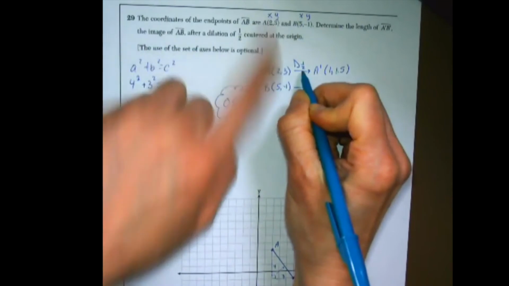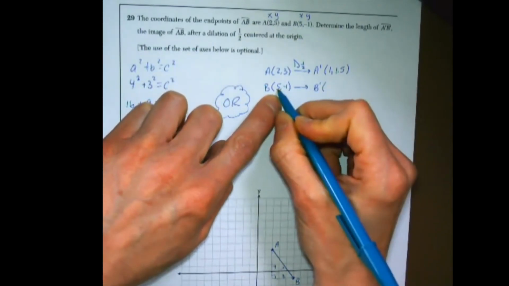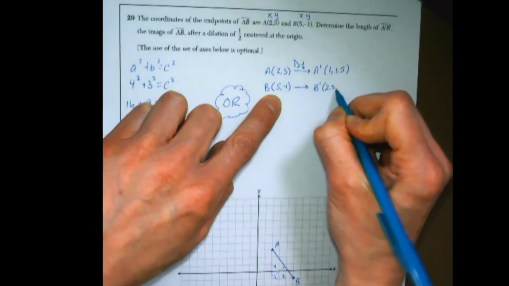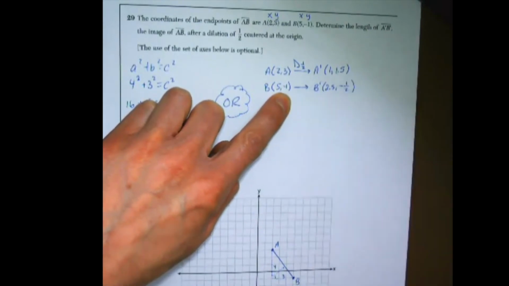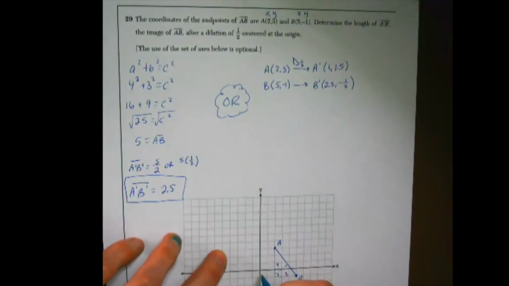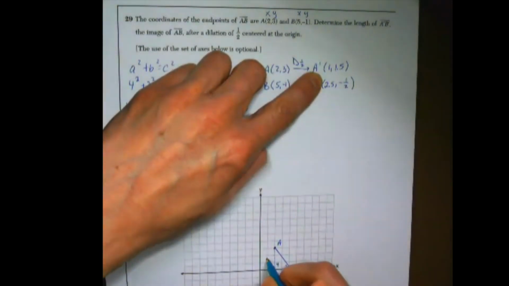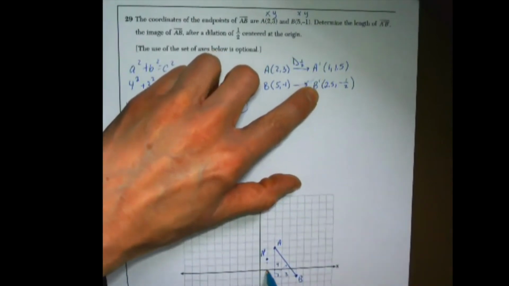We're going to also multiply both numbers by a half. Then B prime would end up at half of 5, which is 2.5, and half of negative 1 is negative a half. So what we can do this time is plot these points. Point A is at over 1, up 1.5. That's going to be A prime. And B prime is going to be at 1, 2.5, and then down a half.